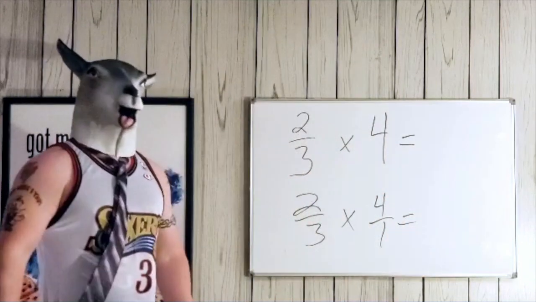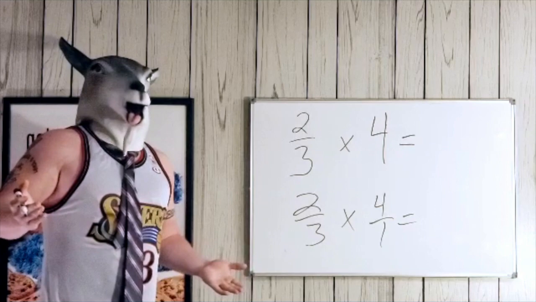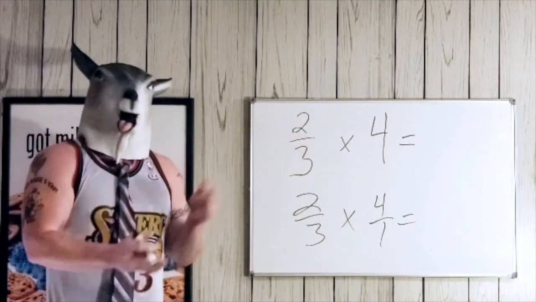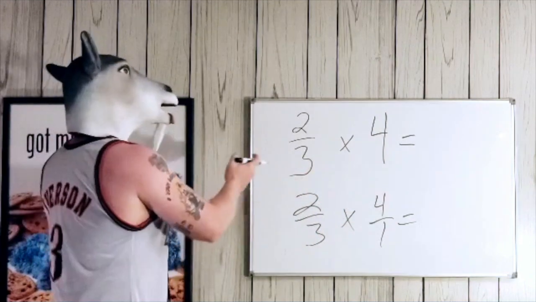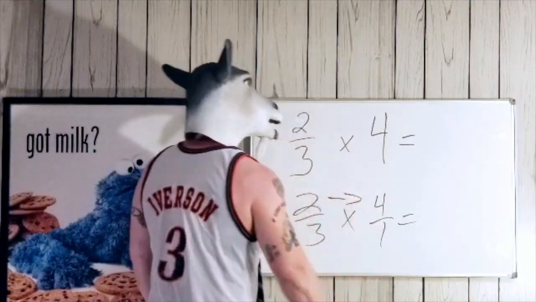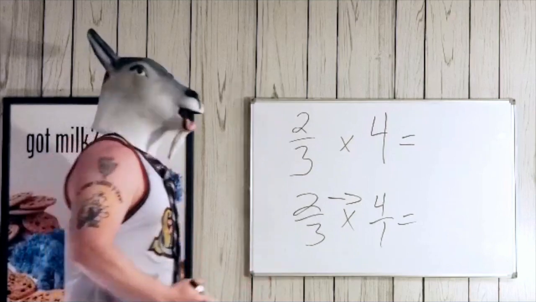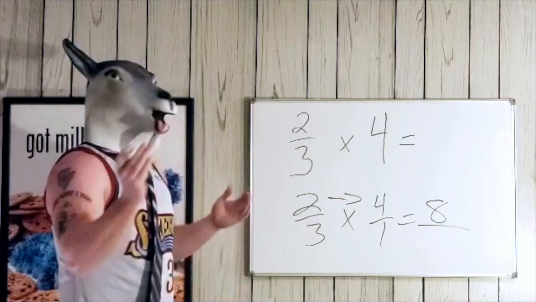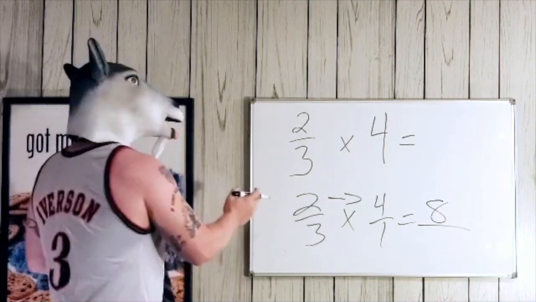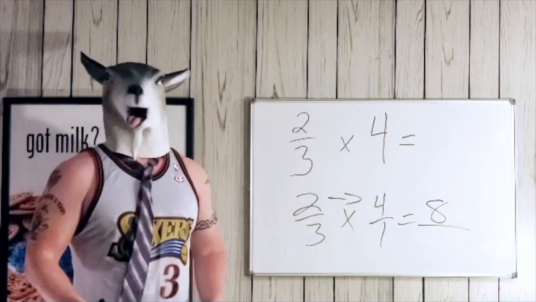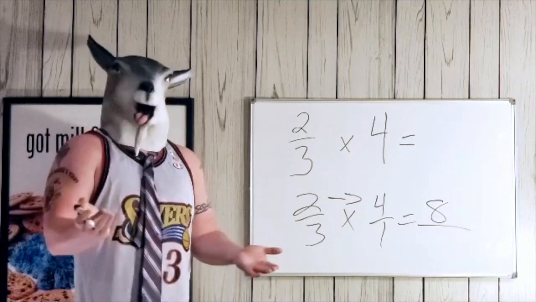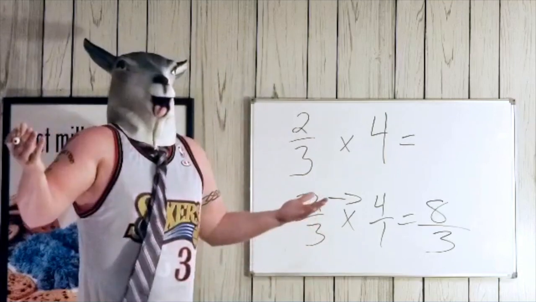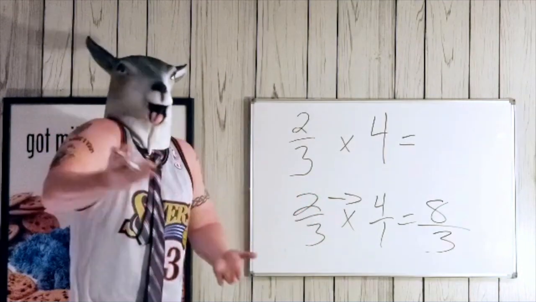Boom. Now, remember what I told you before? We did a video a couple days ago, and you just multiply across. So we're just going to multiply across. We're going to take 2 and times it by 4. 2 times 4 is 8. Boom. Now we're going to do the next thing. We're going to do 3 times 1. Everyone knows 3 times 1 is 3. 8 over 3. There you go. There's your answer. I told you it was simple.